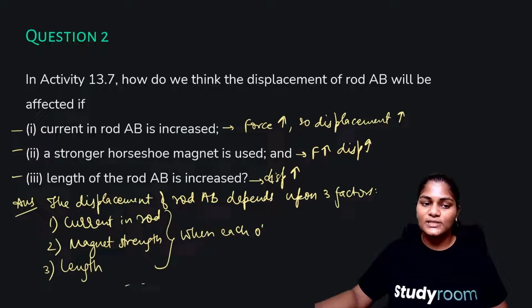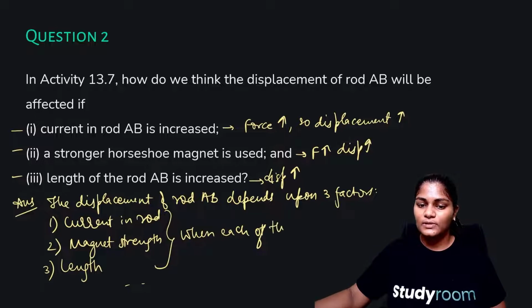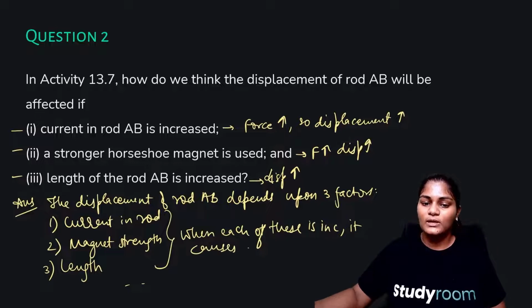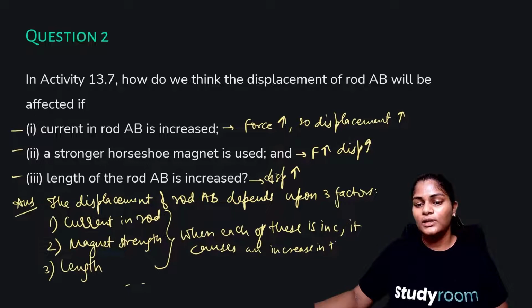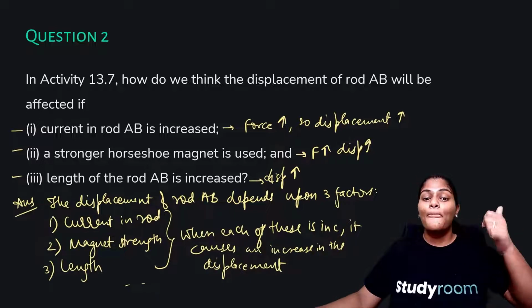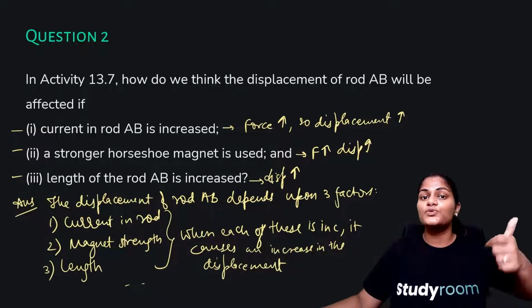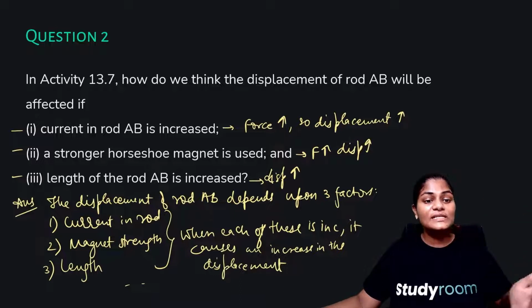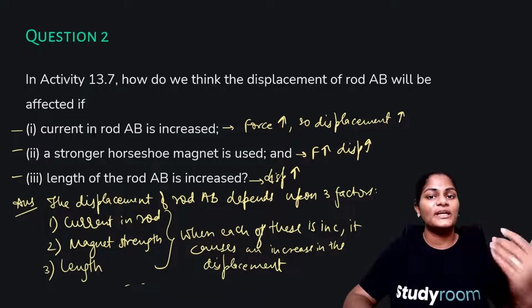Okay, so now we know, combining these three sentences, you can write a concluding sentence that when each of these is increased, it causes an increase in the displacement. Okay, that means if current is increased, the displacement of rod increases. If a stronger horseshoe magnet is used, the displacement of rod increases, and if the length of the rod is increased, the displacement of the rod increases.